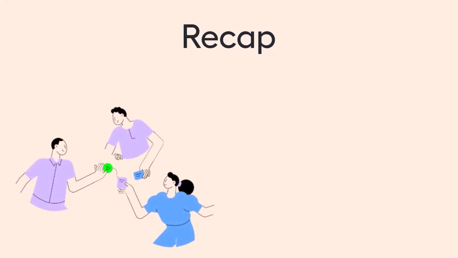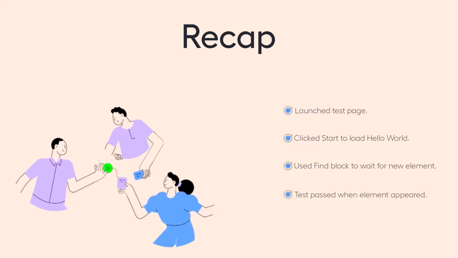Now, let's quickly recap the flow we followed to build this dynamic element automation scenario. First, we launched the test case using the recorder. Then, we clicked the Start button to trigger the dynamic content. Next, we used the Find Web Element block to wait for the new element to appear. Finally, the test passed successfully once the element was found.